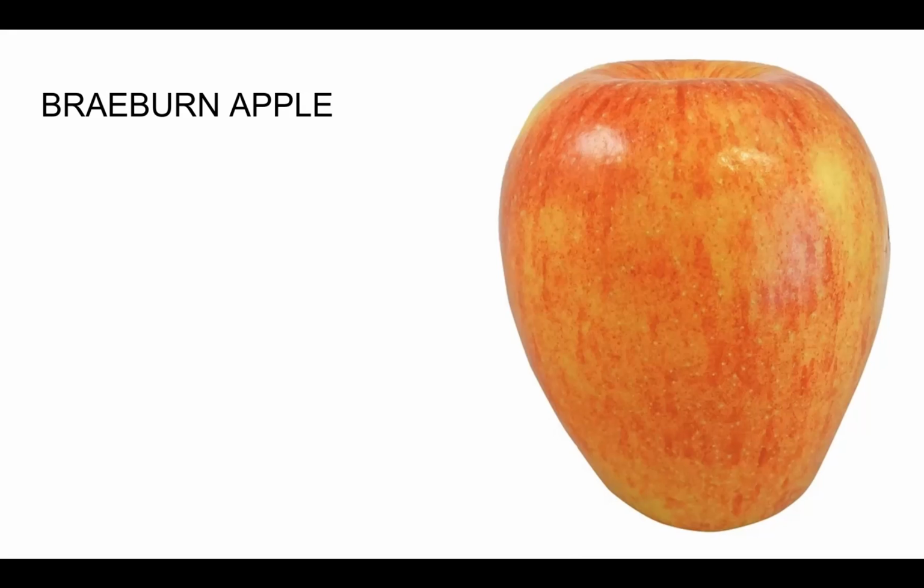So they started doing selective breeding of the Braeburn in order to get rid of the Browning disorder. And they came up with this apple. It's called the Jazz, and it's a real good to eat out of hand apple. So that's the Jazz apple.